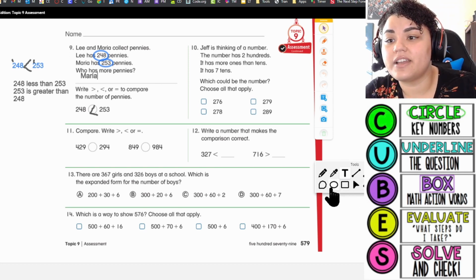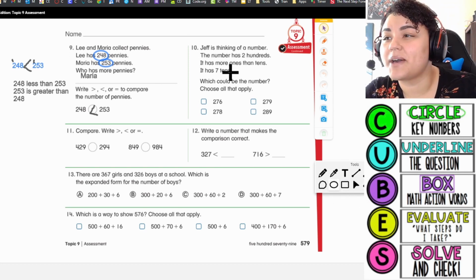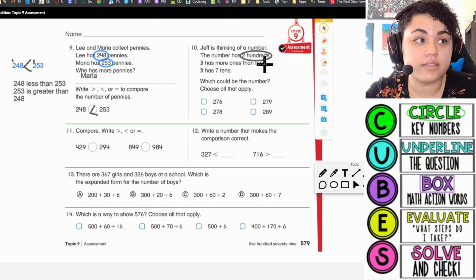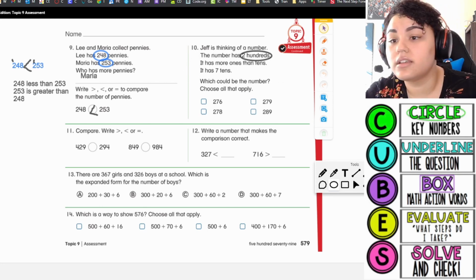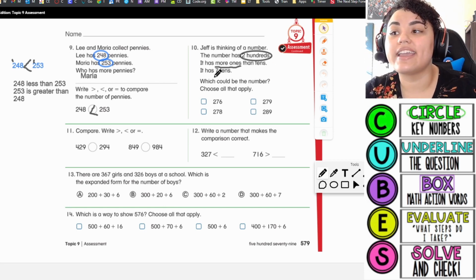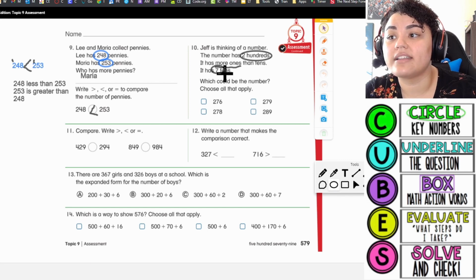Jeff is thinking of a number. Let's figure out what number he's thinking about. The number has 2 hundreds, so let's box that whole thing. And it has more ones than tens. More ones. So let's underline more ones because we don't know. It could be anything that has more ones than it does tens. And it has 7 tens.